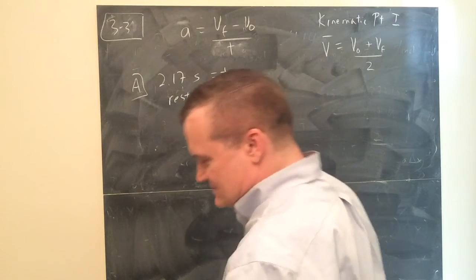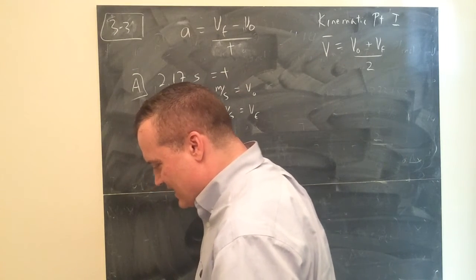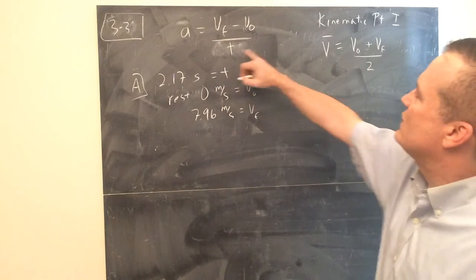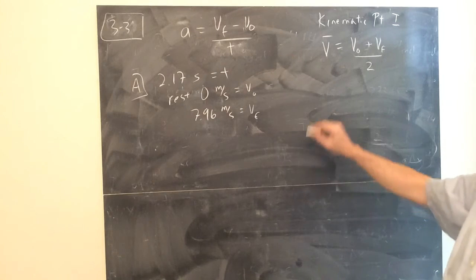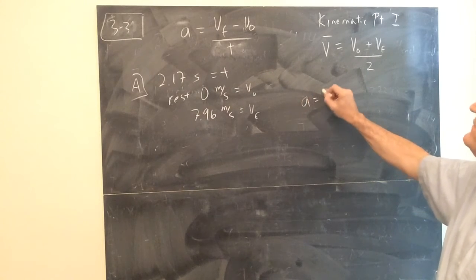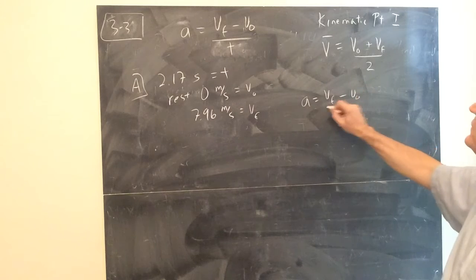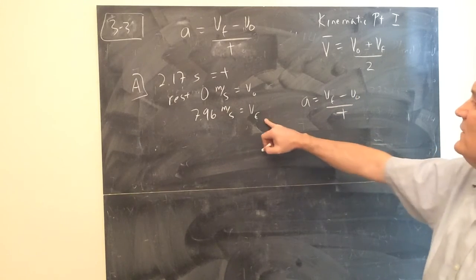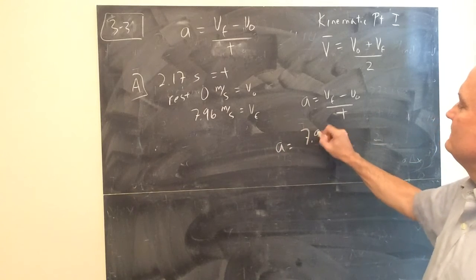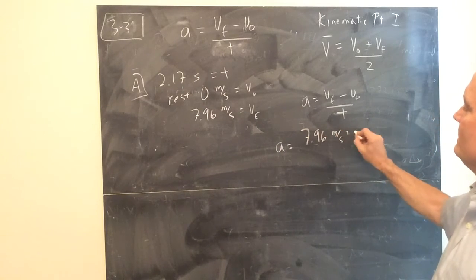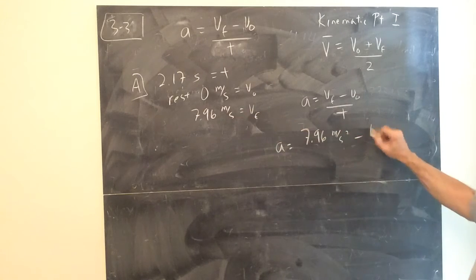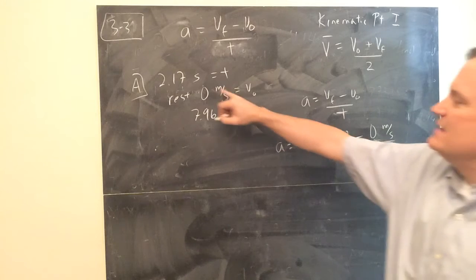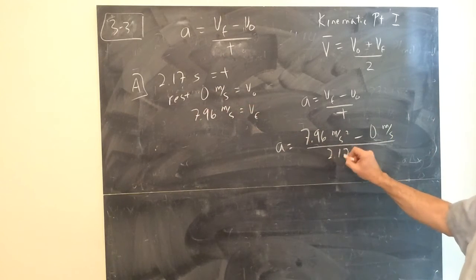That's your final velocity. Yeah, and they want you to find the acceleration. So for now, we're just looking at these two equations, and that's going to be the one we use, okay? A is V final minus V initial divided by time. Acceleration is, final is 7.96 meters per second, minus the initial, which was 0 meters per second, and your time is 2.17 seconds.